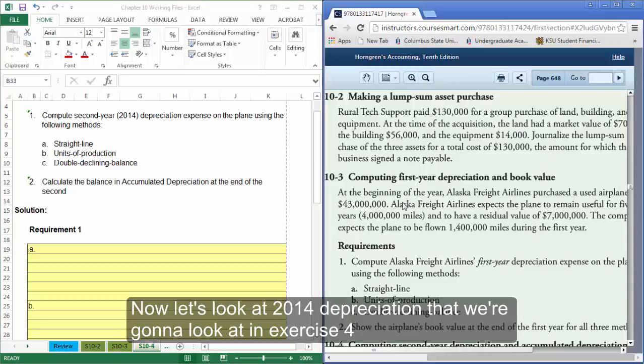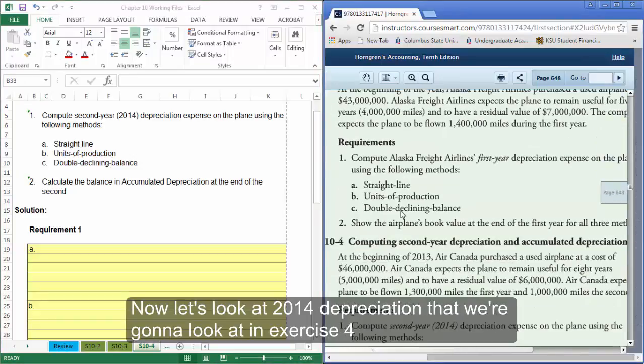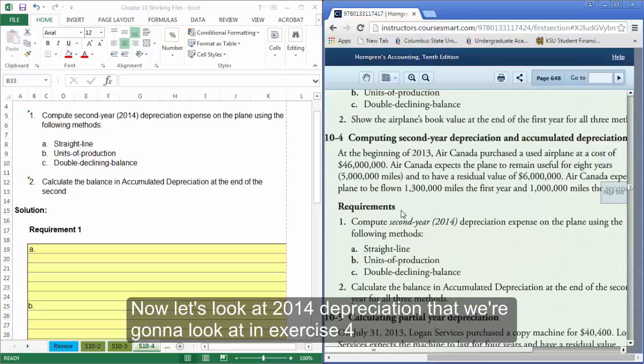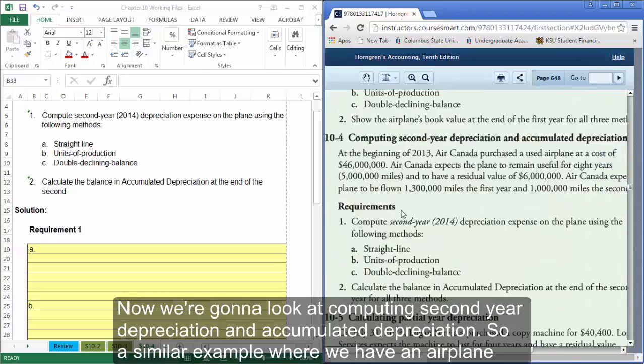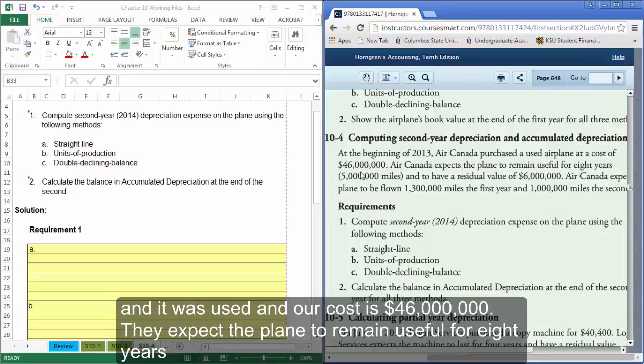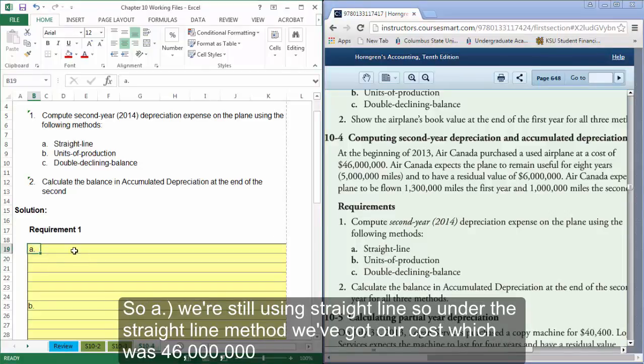Now let's look at 2014 depreciation that we're going to look at in exercise 4. Now we're going to look at computing second year depreciation and accumulated depreciation. Okay, so similar example where we have an airplane and it was used and our cost is $46 million. They expect the plane to remain useful for 8 years. Okay, so A, we're still using straight line.